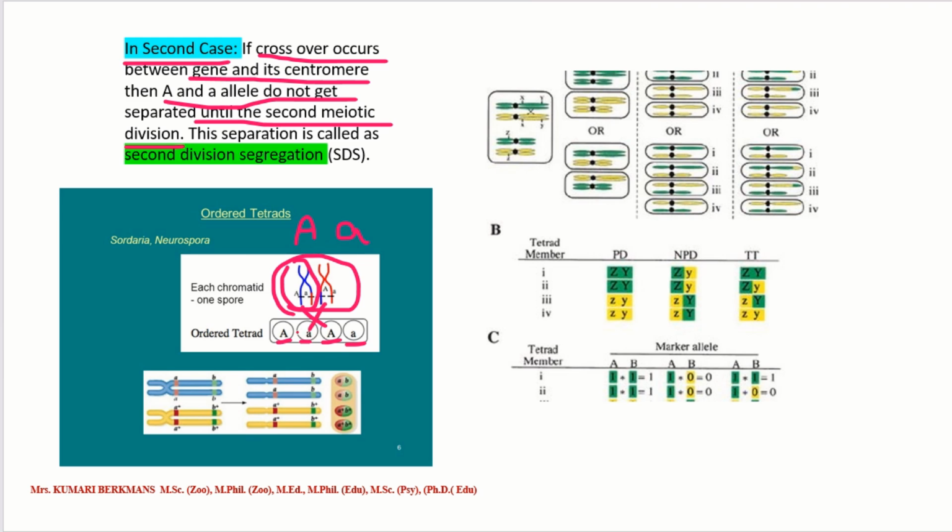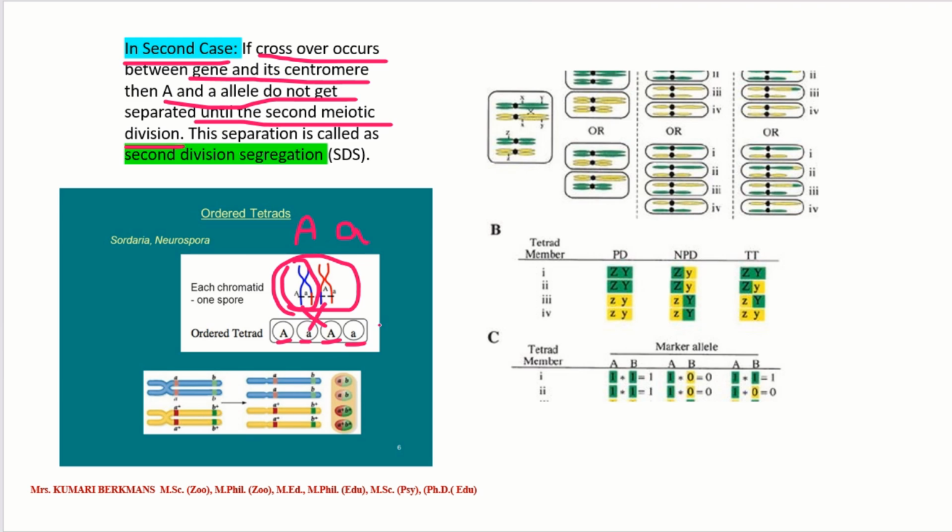So this is an ordered tetrad. Ordered tetrad in the sense that the alleles are arranged in a particular order in the chromatids, and each chromatid is going to give an ascospore.